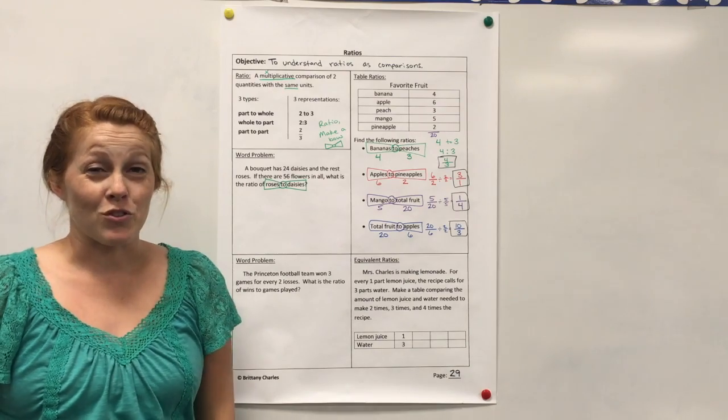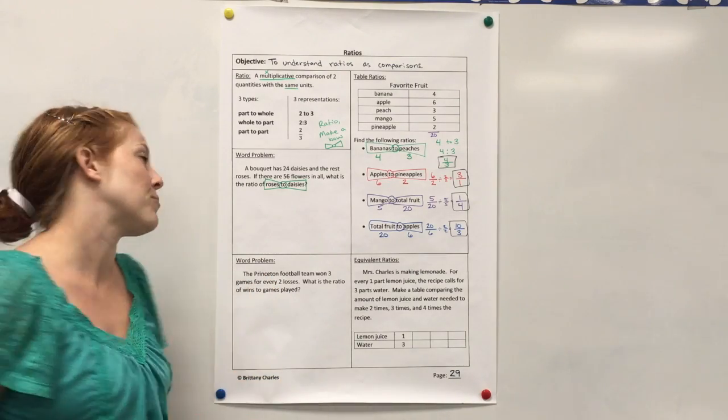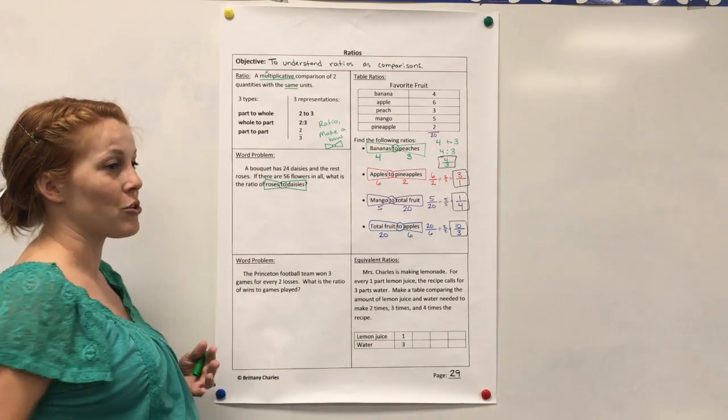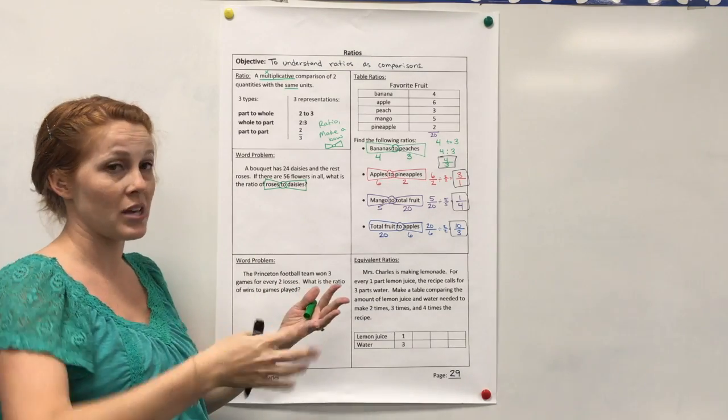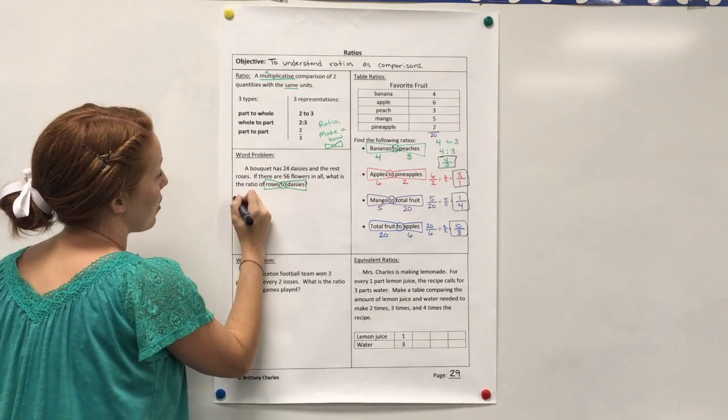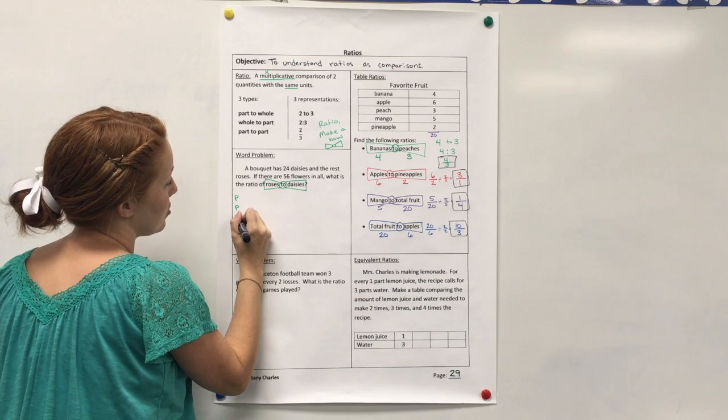One strategy you can use for this, I call part total. Well, when you're talking about a ratio, you're always going to have some parts and a total. So part, total.